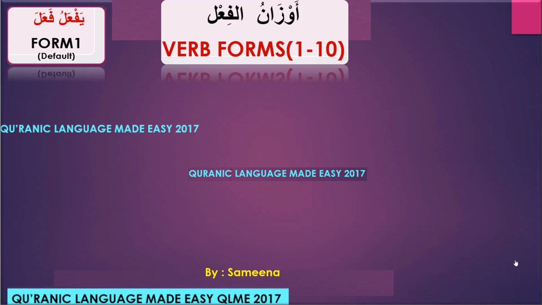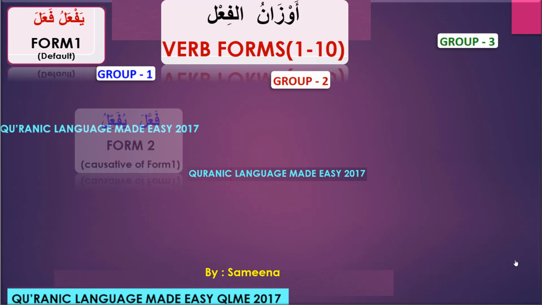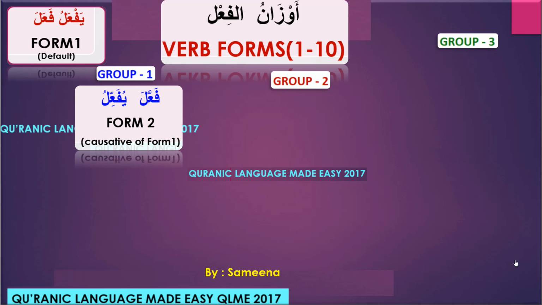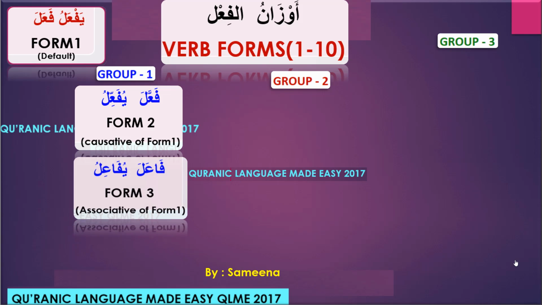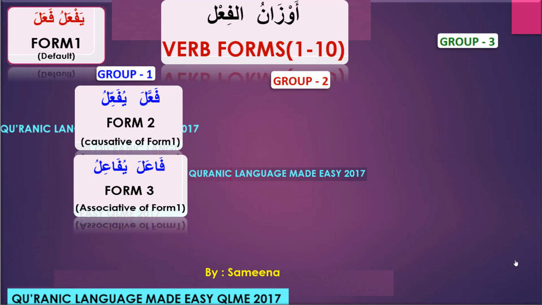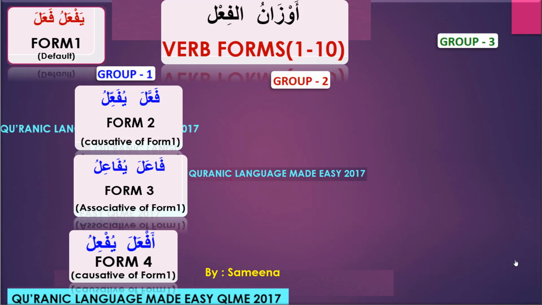These 10 forms are categorized into 3 different groups: Group 1, Group 2, and Group 3. In the first group, we have form 2, the causative of form 1, that is fa'ala yufa'ilu. Form 3 is the associative of form 1, fa'ala yufa'ilu. Next we have form 4, the causative of form 1, af'ala yuf'ilu. Notice that in the first group, the mudari starts with a dhamma and the kasra on the second last letter, and it ends with an u sound. Yufa'ilu, right?